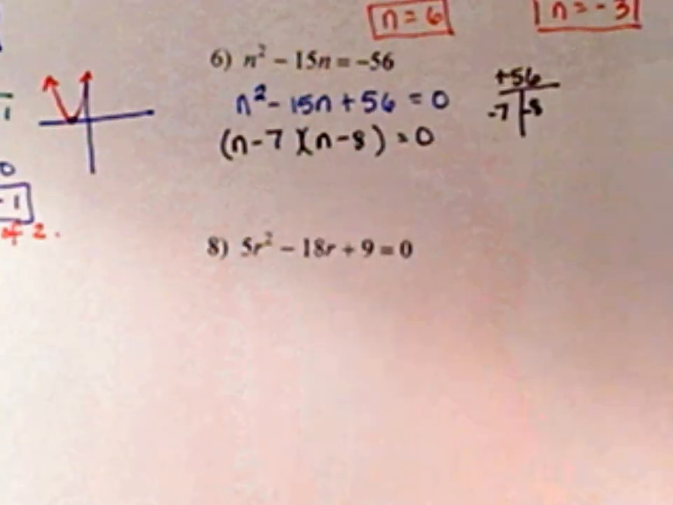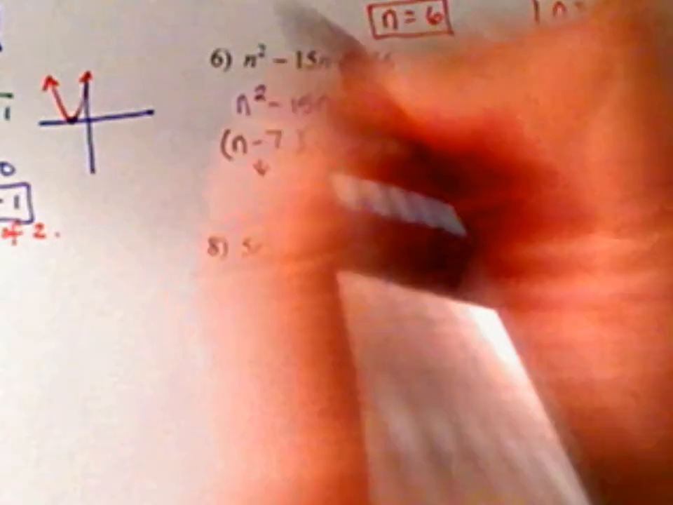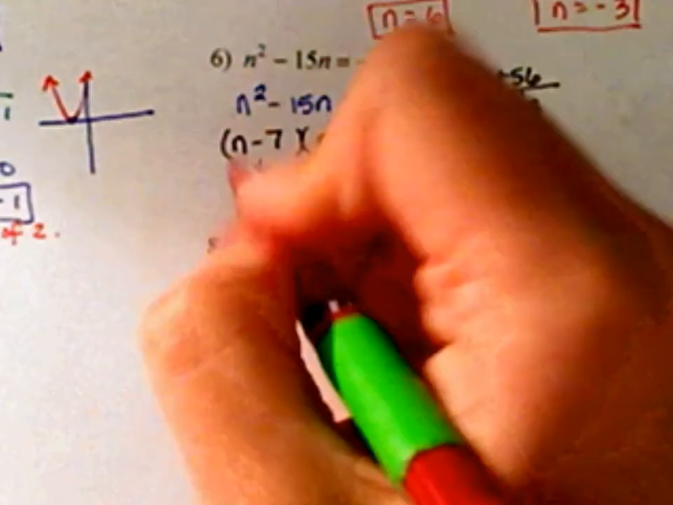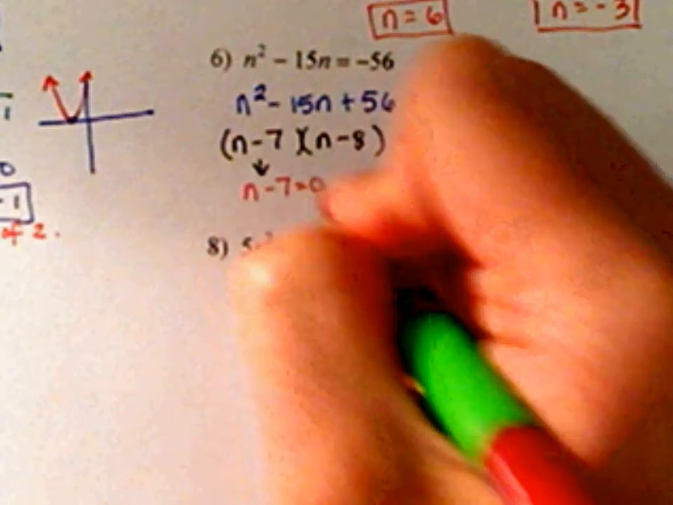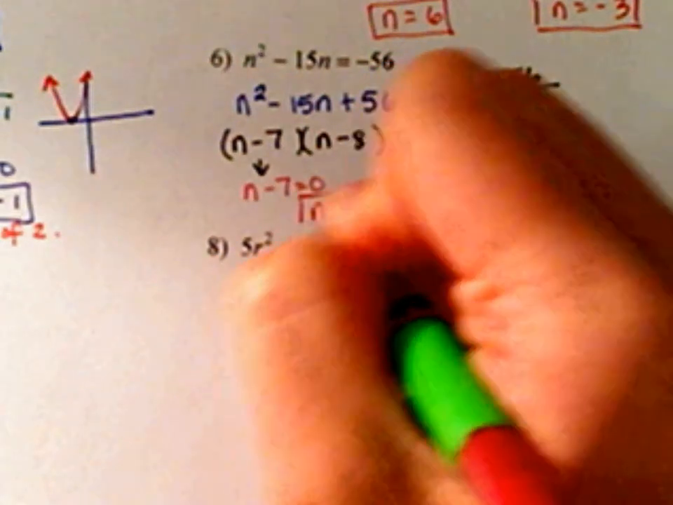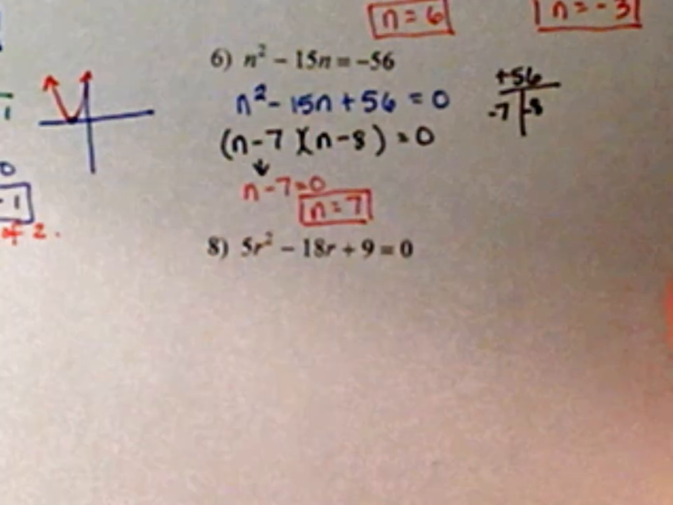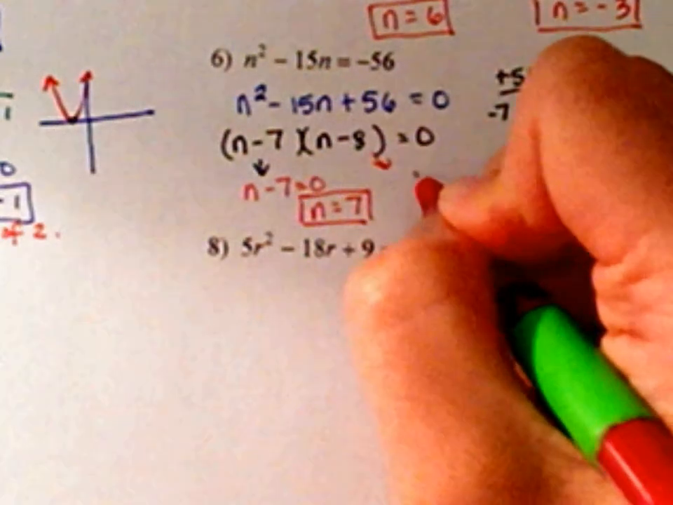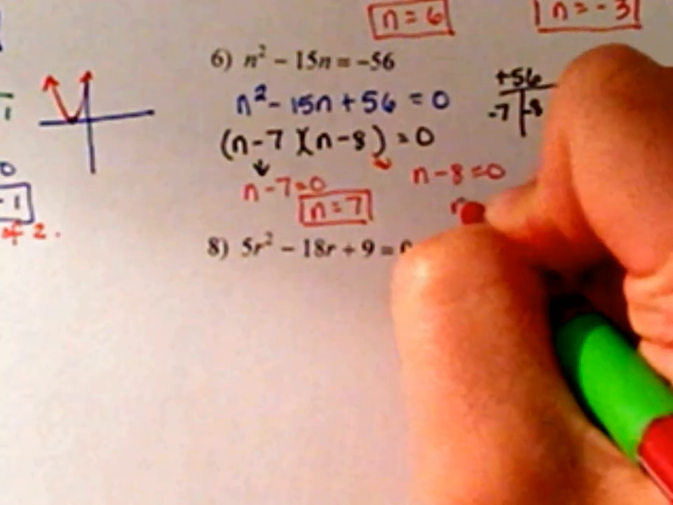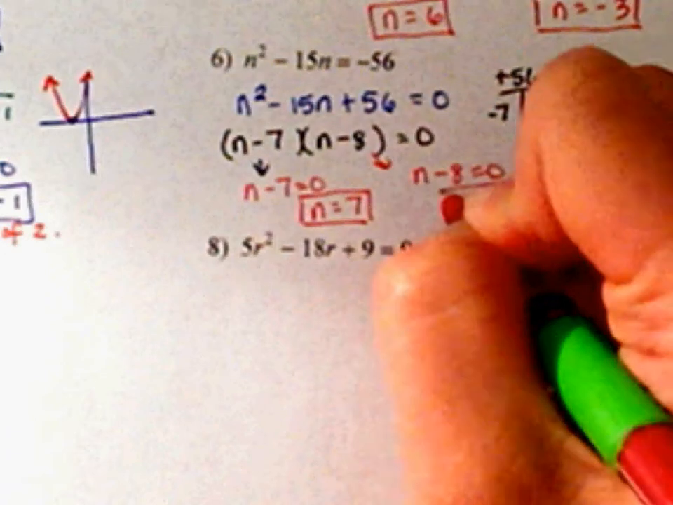Okay? Set each one of these equal to 0. N minus 7 equal to 0, so n is equal to 7. Set that one equal to 0. N minus 8 equal to 0. Add 8 to both sides. N is equal to 8.